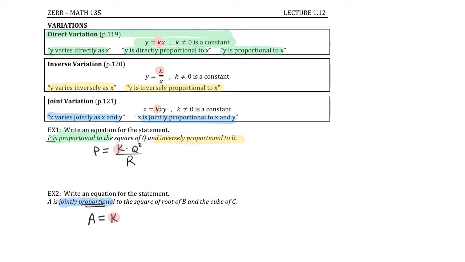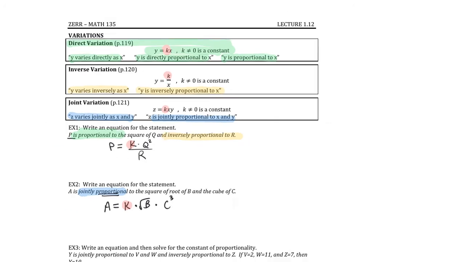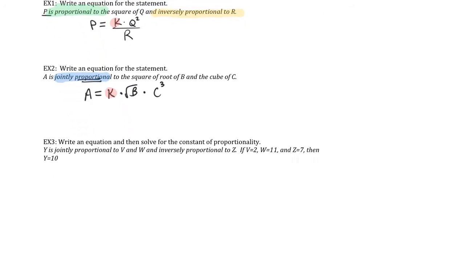All right, next up it says the square root of B. Okay, there's the square root of B. Jointly is a multiplication problem. And then the cube of C, so C cubed. Okay, let's try another one.